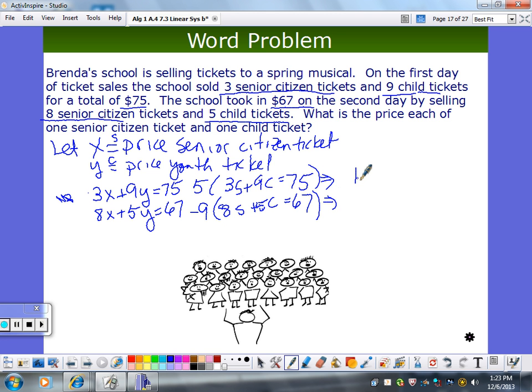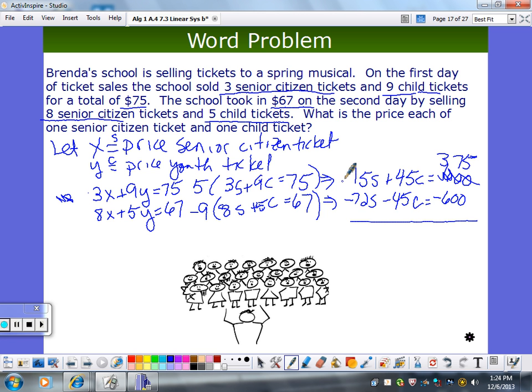So then we rewrite these, right? So what do we have here? 15s plus 45c equals, help me here, 75 times 5. There's going to be what? Why did I think it was 600? Oh, no. Okay, and then negative 72s minus 45c. Negative something. It was 600. Okay, so I have my opposites.